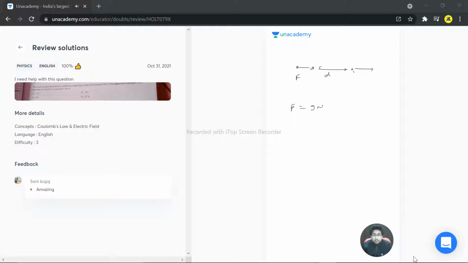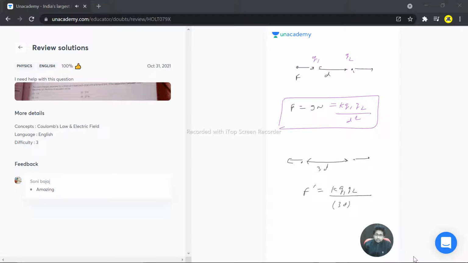If the separation becomes 3d, then the force of repulsion will be, okay, so that is equal to k, I'm calling this as q1 q2. So k q1 q2 by d square. The value of this will be 9 Newton. If the separation increased 3 times, that is, this separation becomes 3d now, the force of repulsion they are asking. So k q1 q2 remains the same by 3d whole square.